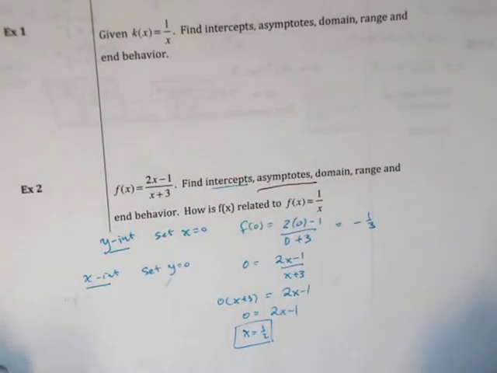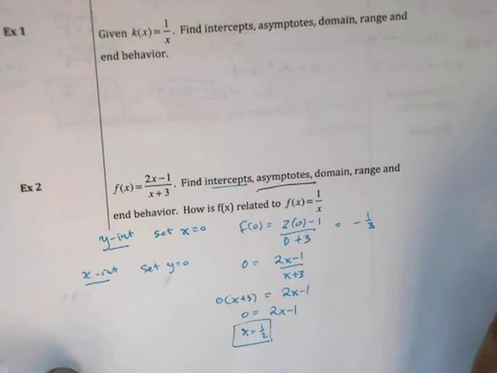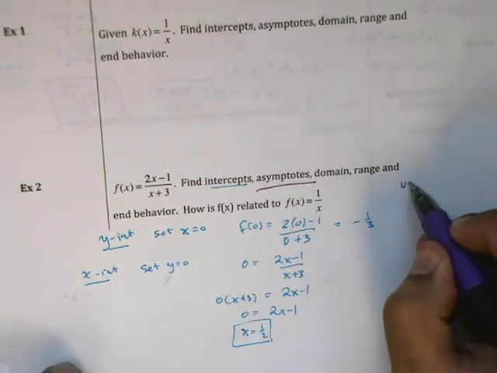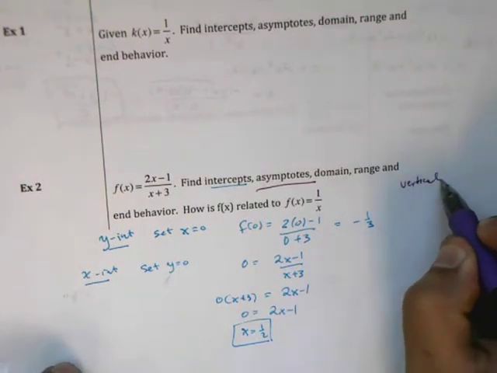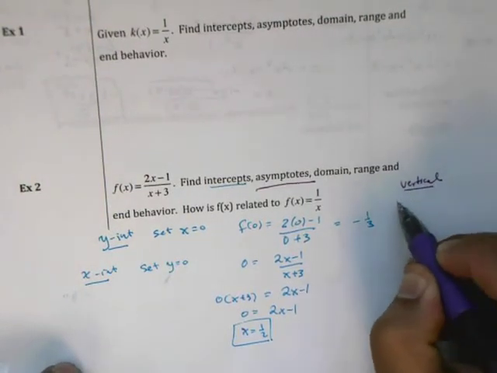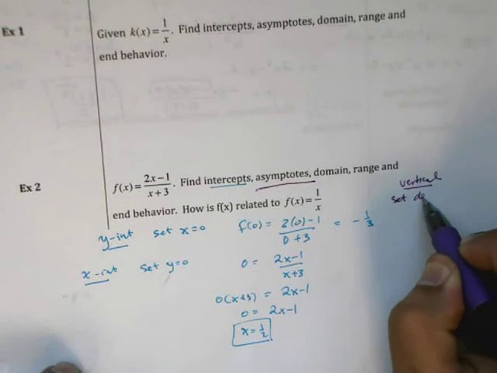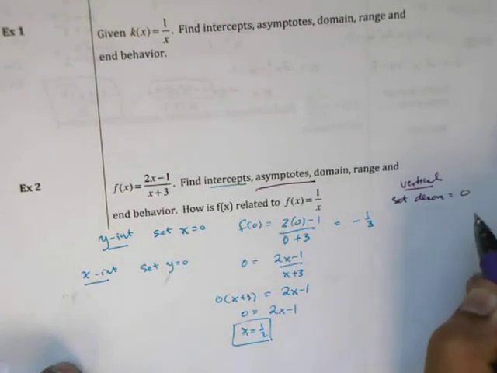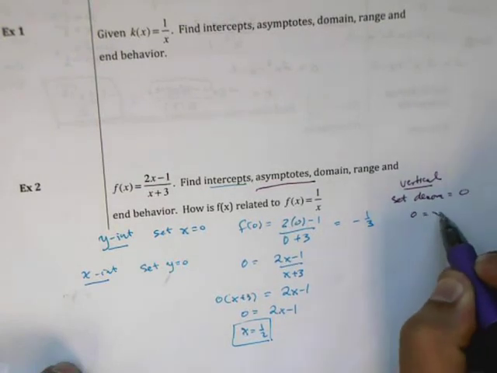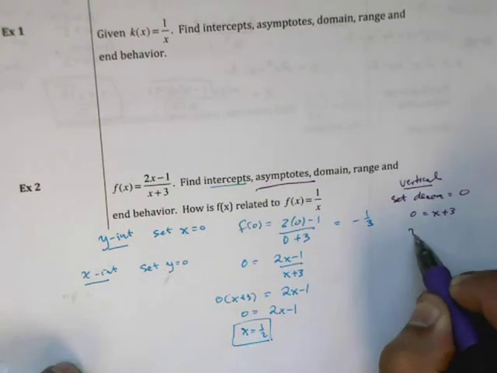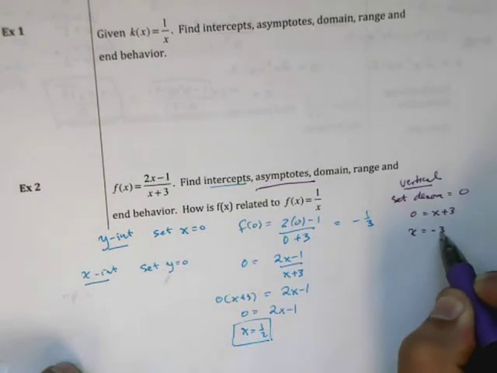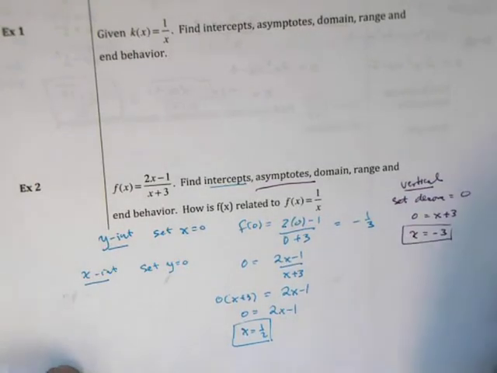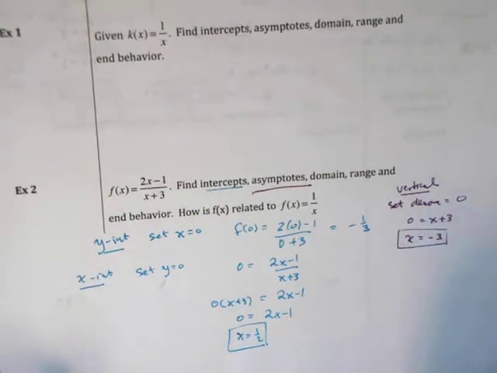Let's look at our asymptotes. Let's start with the vertical. For this, we want to set the denominator equal to 0. So we have 0 equals x plus 3, x equals negative 3. So that's going to be our vertical asymptote.